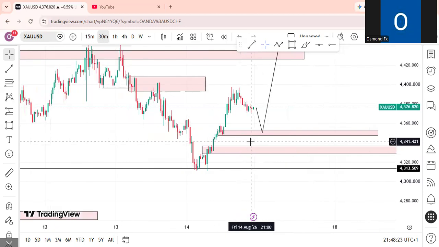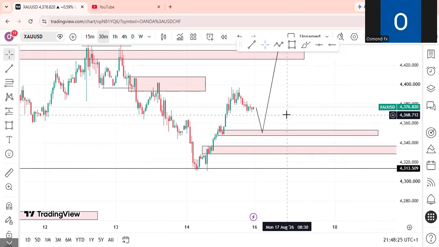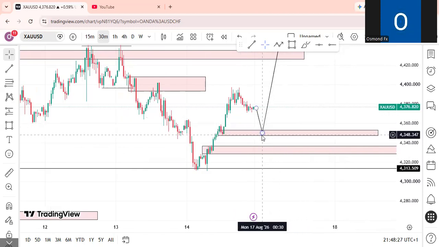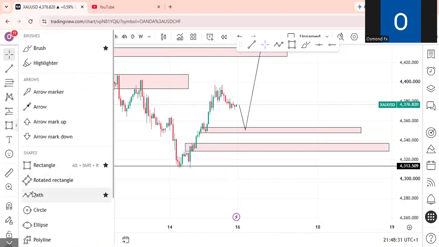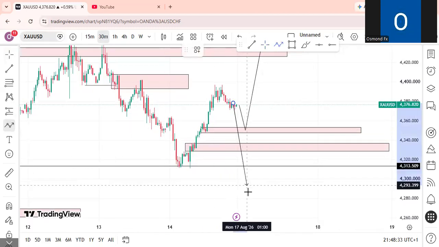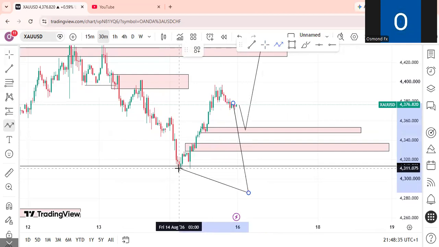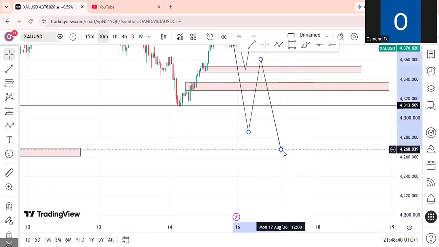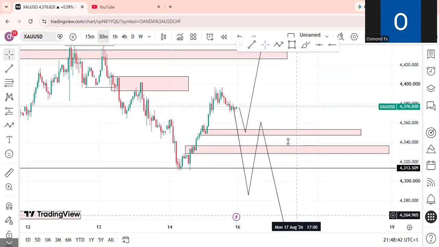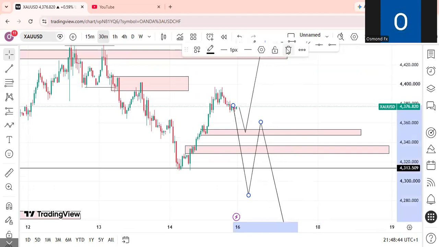So guys, that's what I'm going to be expecting: to buy from here or here. Anything that will make the market not respect our level, like a break below here, as the market takes out this low like this, then you're going to be expecting market to sell to the downside. So that is going to be my analysis.